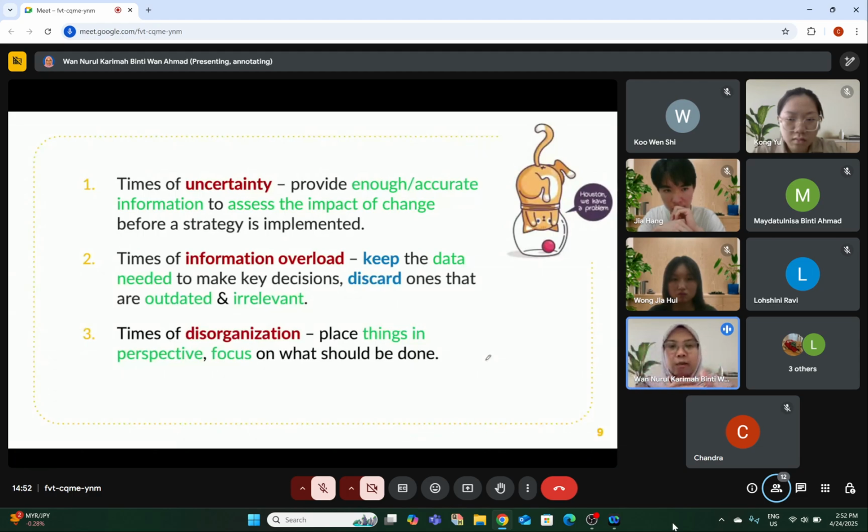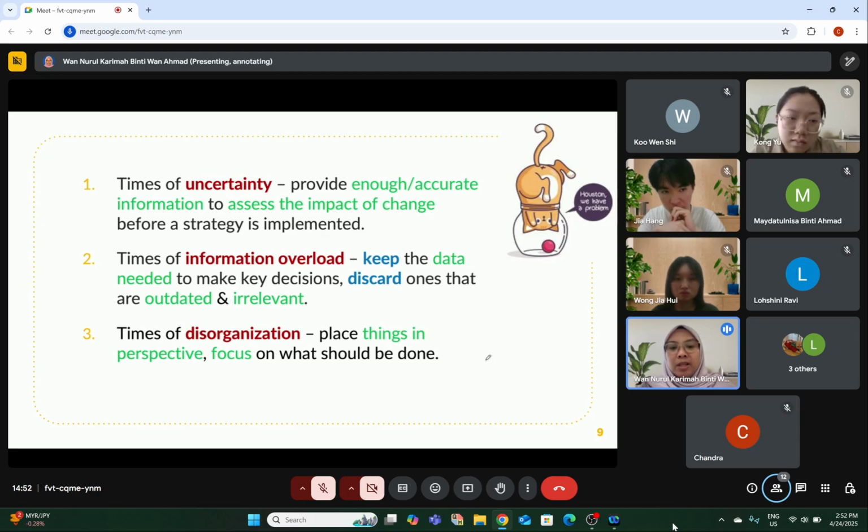We have to make sense of what is going to happen in the future, and we need to assess how that information, how the current situation will impact our future. And in times of information overload, when we have too much data, we need to categorize it, make sense of it by categorizing into the STEEPV categories. So we only consider the ones that are relevant, and we discard the ones that are outdated and irrelevant.